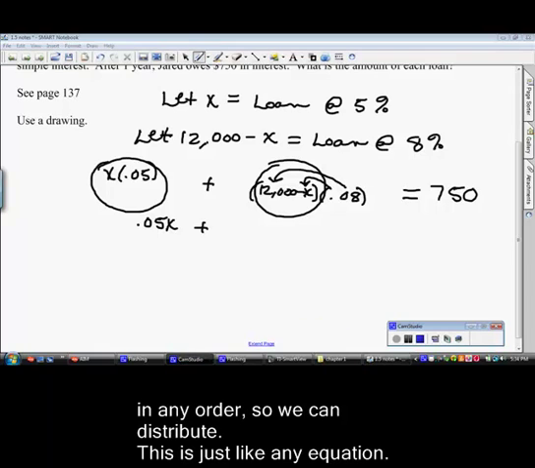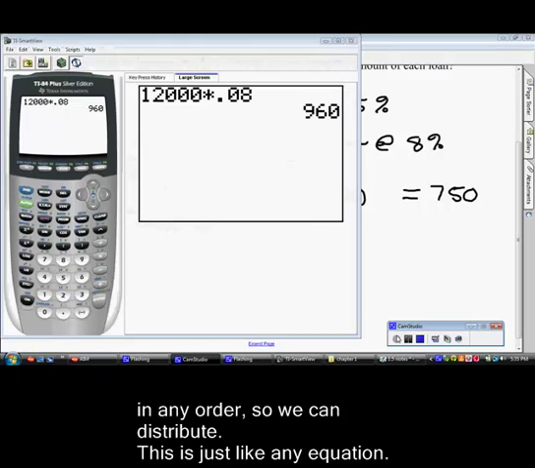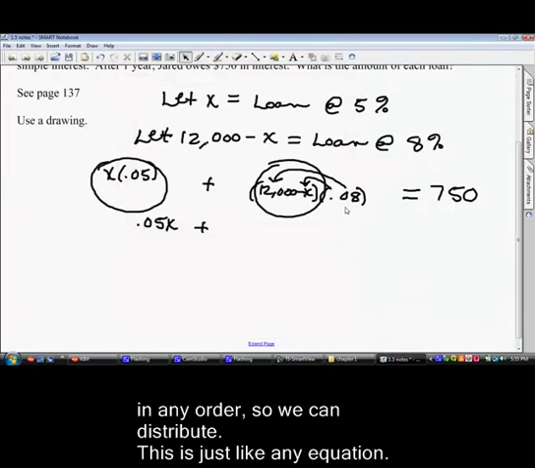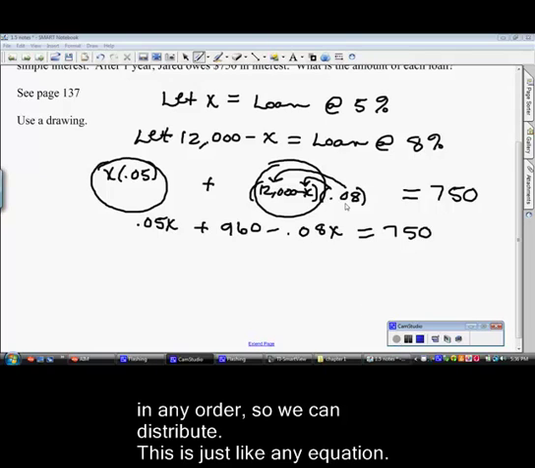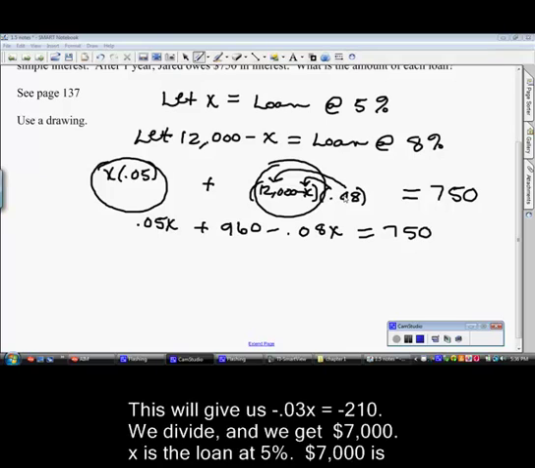So here we would have 960. We're going to go back to our work now. 0.08 times 12,000 is 960. So we're going to put that in our equation. When we take 0.08 times 12,000, we get 960. And 0.08 times negative x is negative 0.08x. That's all equal to 750.